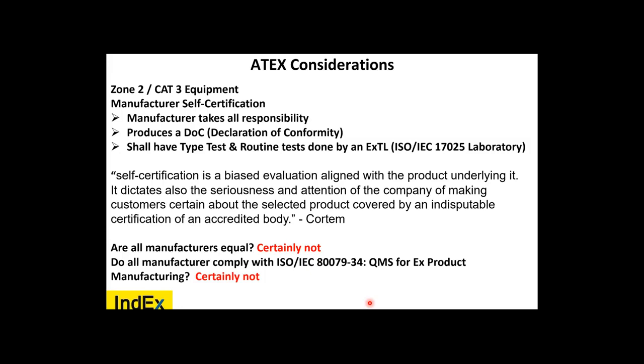Do manufacturers ever know what happened to their products 10, 20, 30, 40 years later? Do they know if it caused an explosion? I'll ask you this. When an explosion happens, can anybody track it down to an electrical piece of equipment, or perhaps has that piece of equipment exploded and is no longer found? I would say it's no longer found. Now, are all manufacturers created equal? Certainly not. Do all manufacturers comply with ISO IEC 80079-34 quality management systems for manufacturers of Ex products? Certainly not.